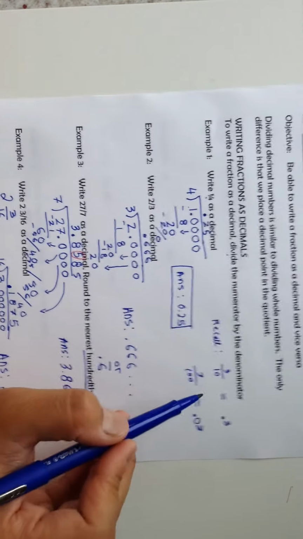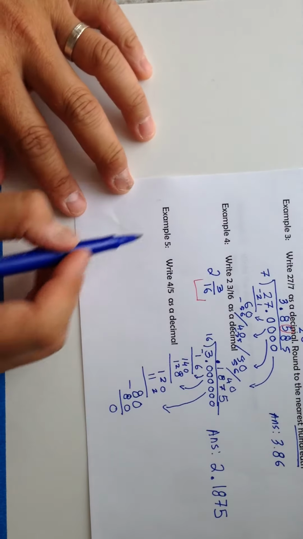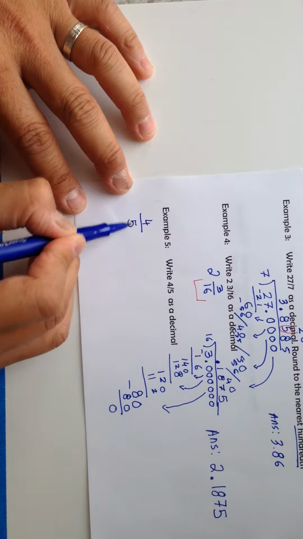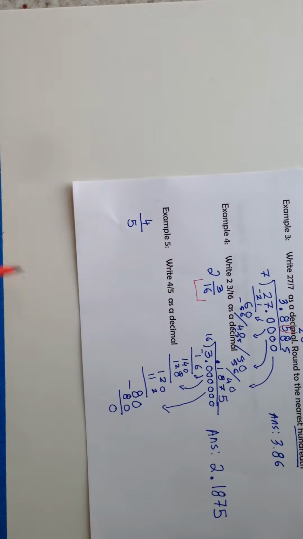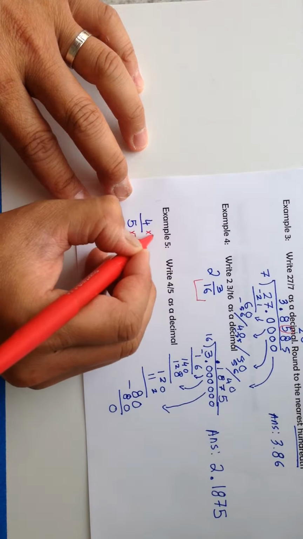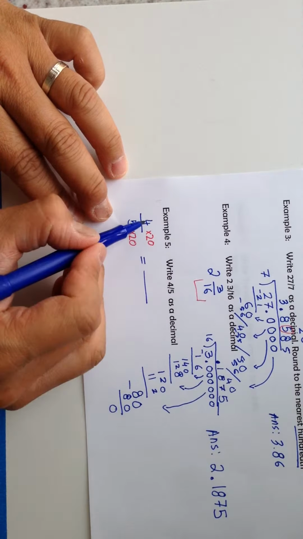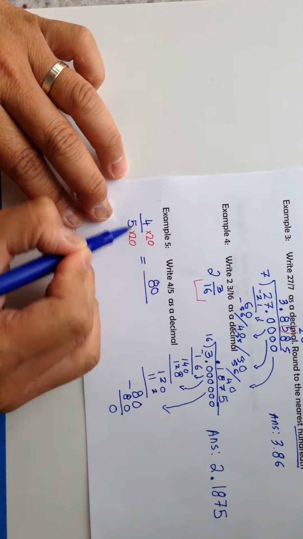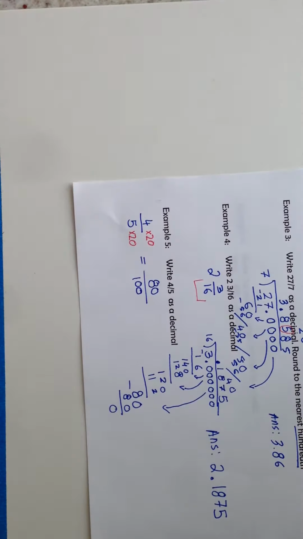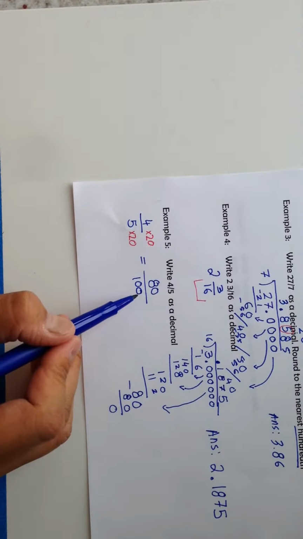Now, if you recall, if I can somehow make this denominator a power of 10, then writing fractions as decimals is pretty simple. I noticed that I can turn this denominator into a power of 10 by multiplying 5 by 20. But if I multiply 5 by 20, I also have to multiply the top by 20. So 4 times 20 is 80. 5 times 20 is 100.